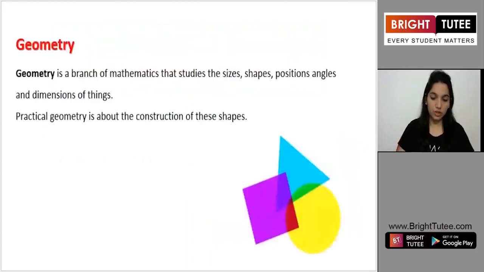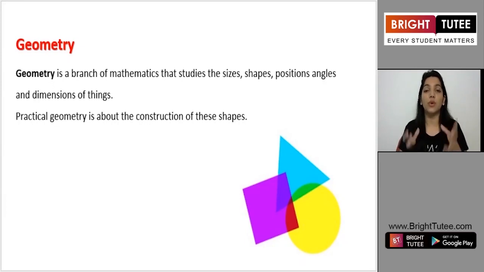Now moving ahead to learn what we mean by the word geometry itself. As you already have an idea, geometry is a branch of mathematics that deals with the sizes, shapes, positions, angles and dimensions of things, right? It can be anything, a 2D shape, a 3D shape, and everything that comprises geometry. If we are trying to construct it ourselves, it is known as the branch of geometry known as practical geometry. The word practical itself shows that you are going to practically do that thing, you're going to practically implement that particular thing by yourself.